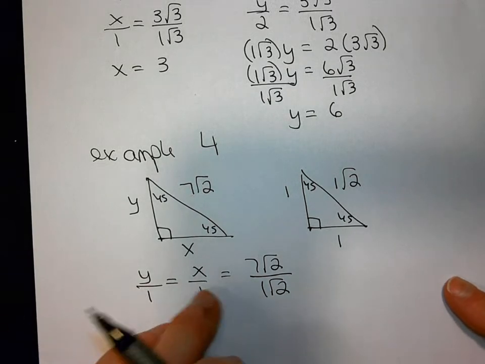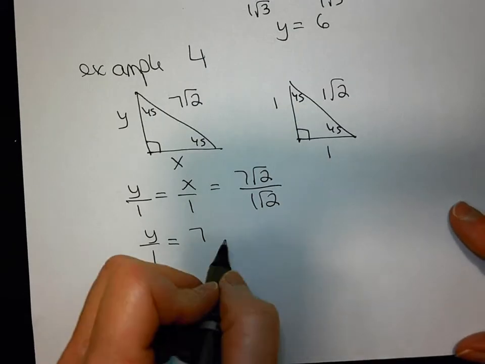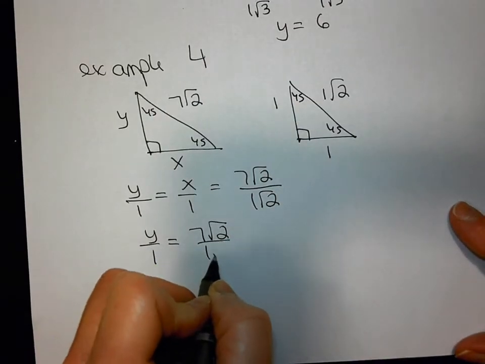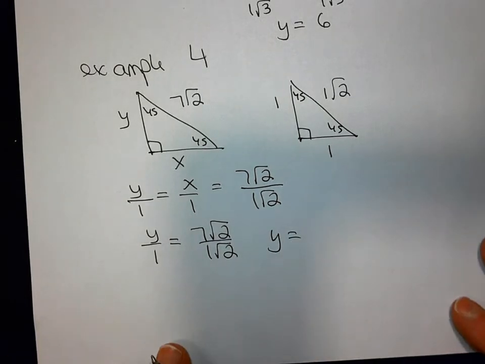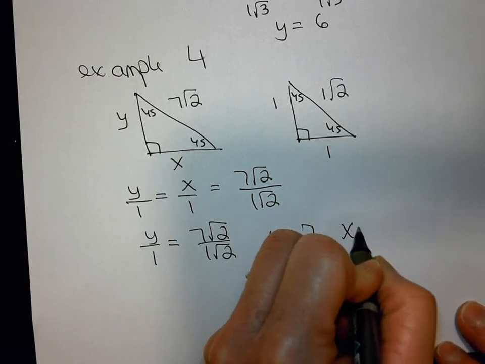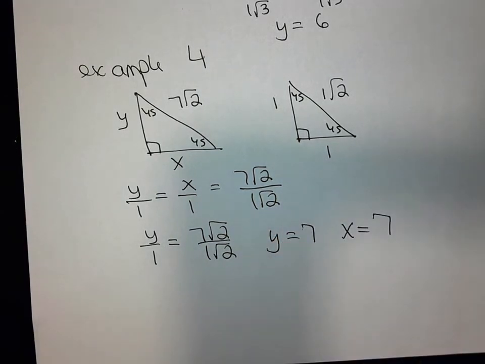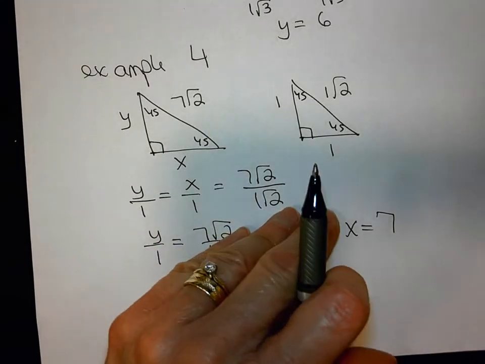These are going to both be the same answer, so we'll just solve one of them. Y over 1 is equal to 7 square roots of 2 over 1 square root of 2. So the square roots of 2 cancel, and y is going to be 7, which means x is also going to be 7. Okay, I have one more example. Okay, last example.